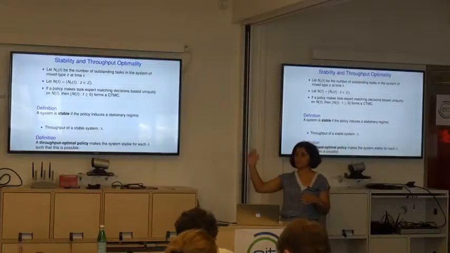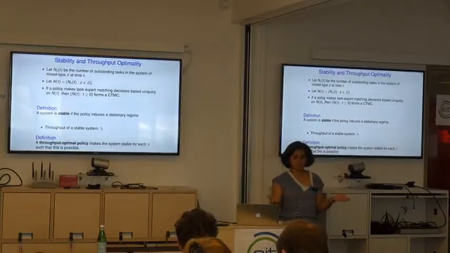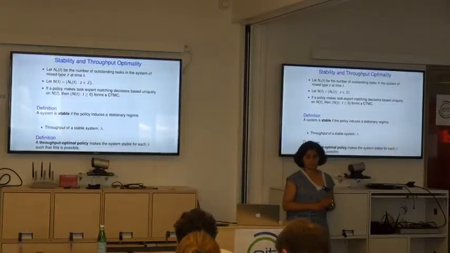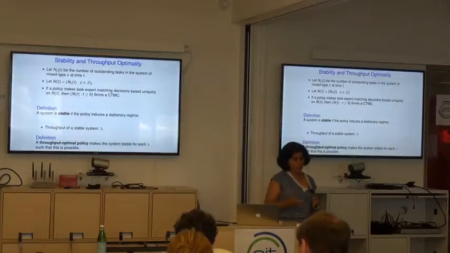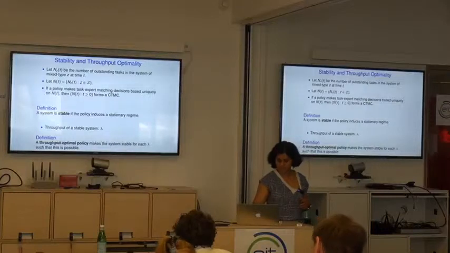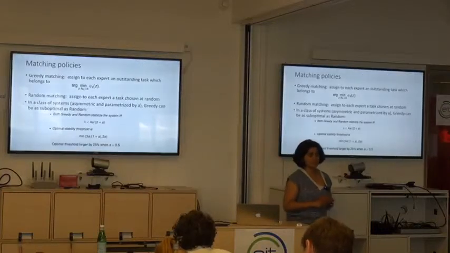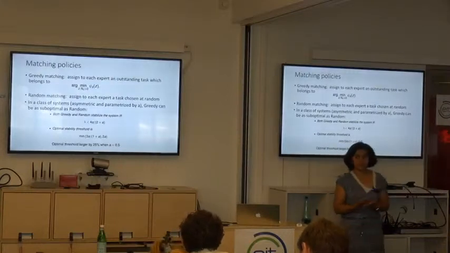And so now the stability for this system is when this policy induces a stationary regime. And the throughput, which is the arrival rate, is the throughput of this stable system. So a throughput optimal policy is one that keeps this system stable for each arrival rate lambda when this is possible. So first, they looked at two types of policies, the greedy and the random.